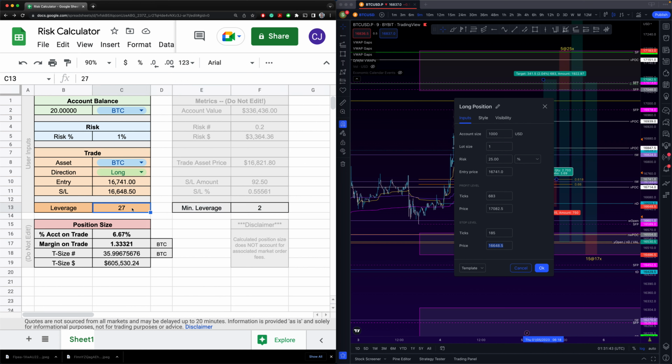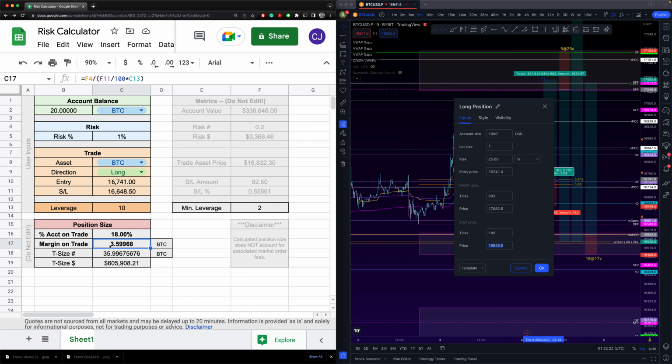So let's say if I take the leverage down to 1x, it would be telling me that I would need to enter 180% of my account in order to reach that 1% risk, which is obviously not possible, to enter over 100% of your account. So I'm going to change this up to 10. And now it's telling me that I would need to enter 18% of my account on 10x leverage in order to lose 1% of my total account by the time my stop loss is hit.